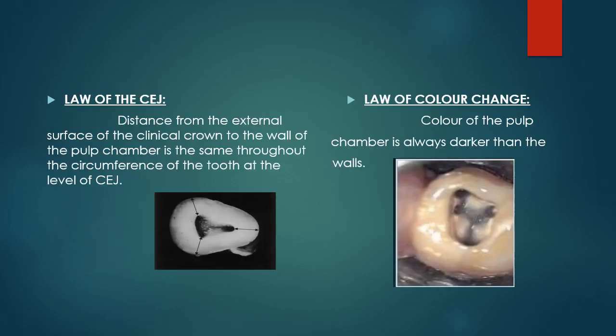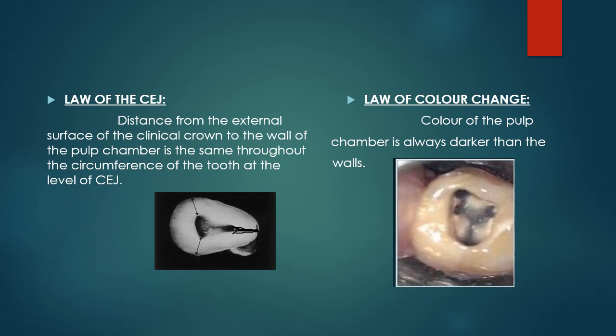Coming to the law of the CEJ, it says that the distance between the external surface of the tooth to the wall of the pulp is the same. This distance will be the same even at the level of the CEJ. This is the law of the CEJ.